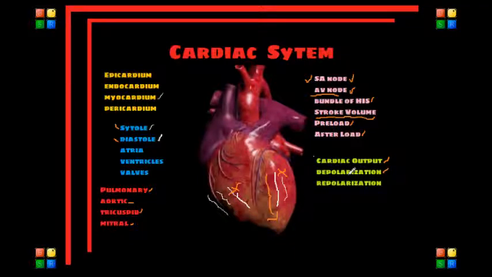Now, with depolarization, the inside of the myocardial cells becomes less negative and contraction of the myocardium occurs, right? On the other hand, repolarization, the inside of the myocardial cells becomes more negative and relaxation of the myocardium occurs. Okay, so with depolarization, basically less negative and contraction of the myocardium occurs, while during repolarization, the myocardial cells become more negative, right? And the relaxation of the myocardium happens. Okay, so depolarization is more of a contraction, while repolarization is the relaxation.